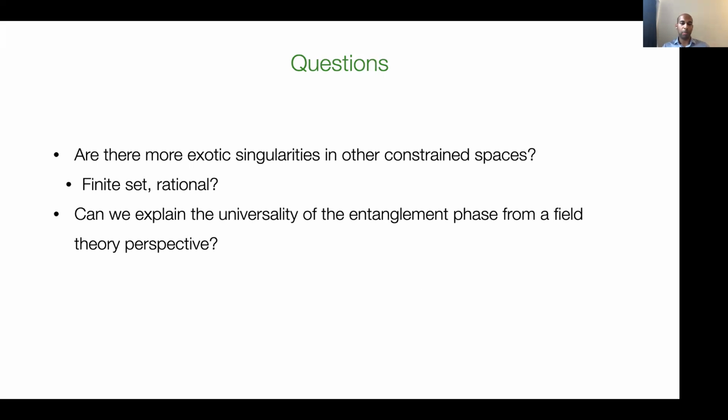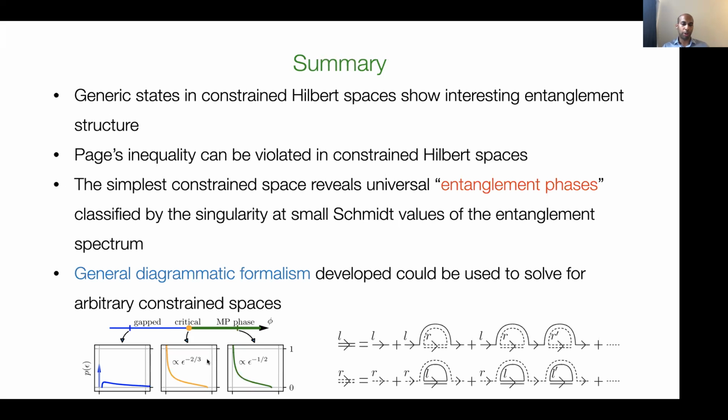Because remember, we're not interested in all the physics up here, but effectively our formalism tries to solve for the entire entanglement structure. But if you're only interested in what is happening at low Schmidt values, perhaps you could construct a low energy effective field theory which only reproduces the physics here, and that could tell you why these singularities seem to be quite robust across different Hamiltonians. And I think that's it.